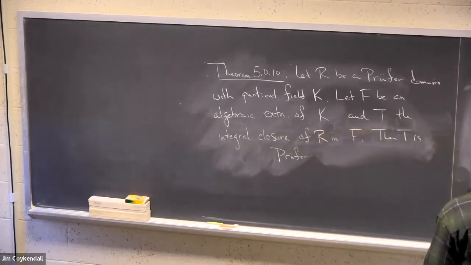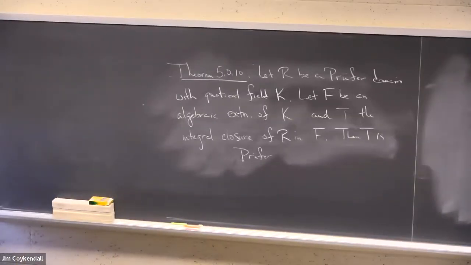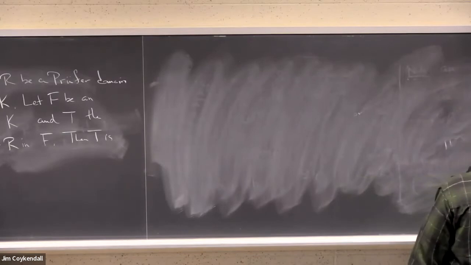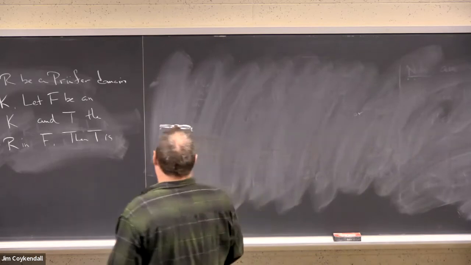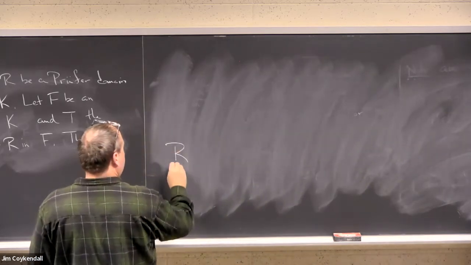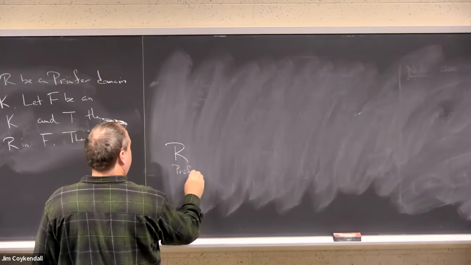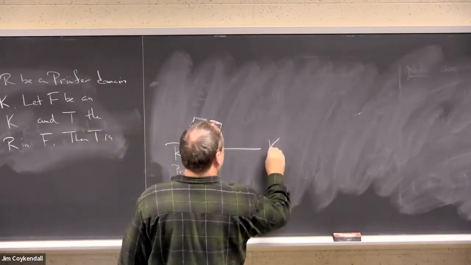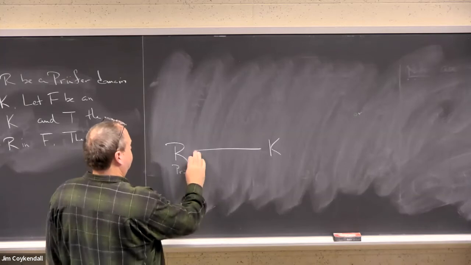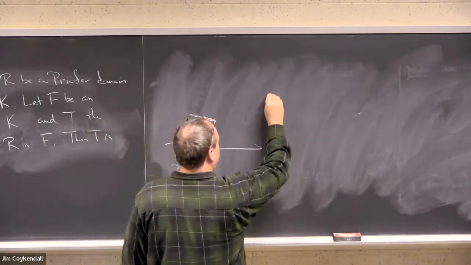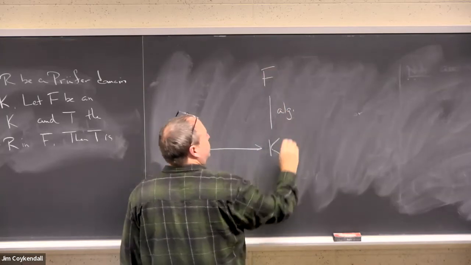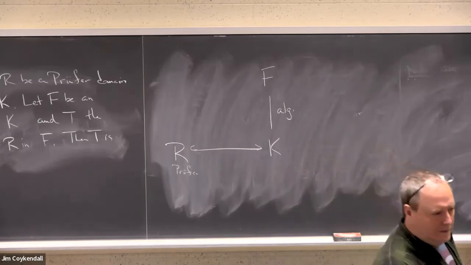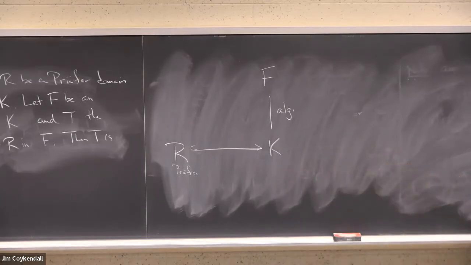Before we prove this, let me give you a couple of applications and places that you can see this. What this says, I like to draw a little diagram here. You start with a Prufer domain with quotient field K, and you have an algebraic extension. It doesn't have to be finite, just anything that's algebraic, no transcendental garbage going on.